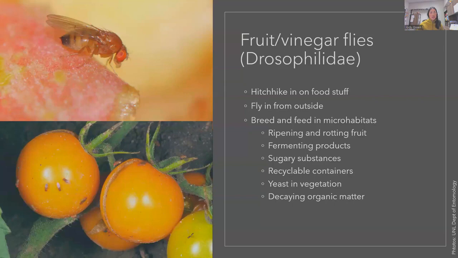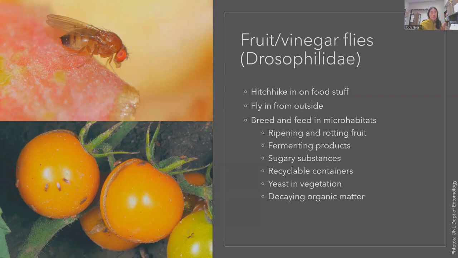So now we're going to get deeper into more detail for each of these flies, starting again with the fruit fly or vinegar fly. How do they get into my house? Well, they probably hitchhiked on you. They could have flown in from outside. They may be brought in with the food that you brought in.